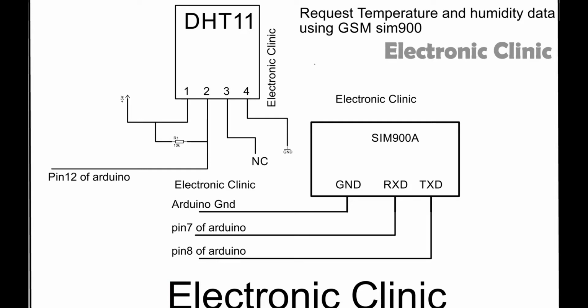On the SIM900A we'll be using only 3 pins: the TXT, RXT, the ground, and 2 other pins which are the supply pins. So that's it.